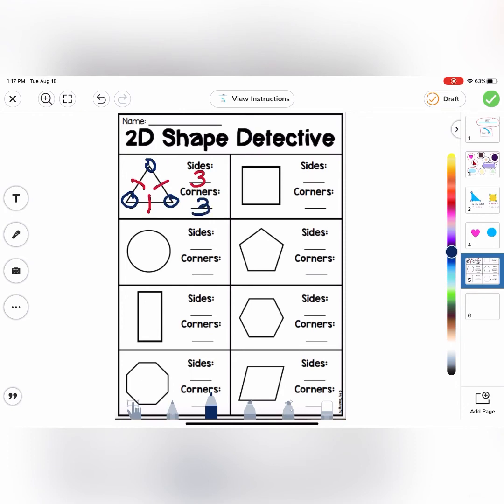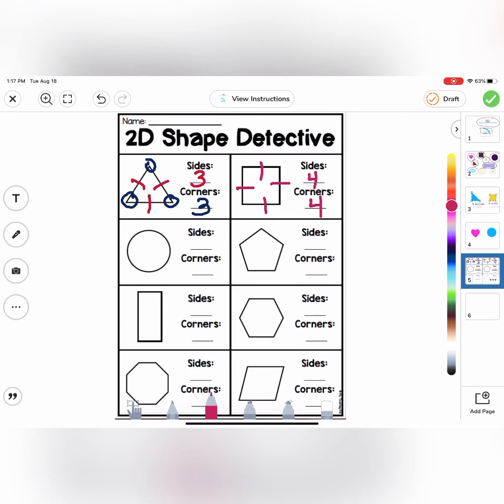All right, let's look at another one. Let's look at this square right here. How many sides does a square have? If you said 4, you're right. And here's a little secret. The number of sides and the number of vertices is going to be the same. If it has 4 sides, it has 4 vertices.